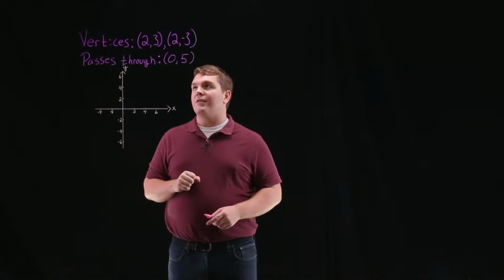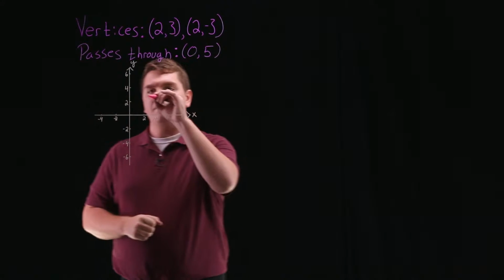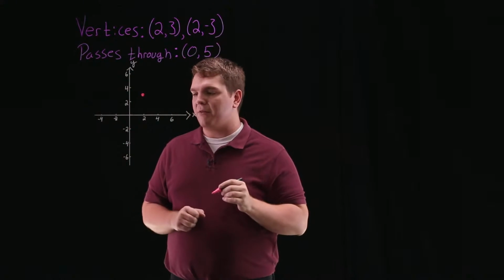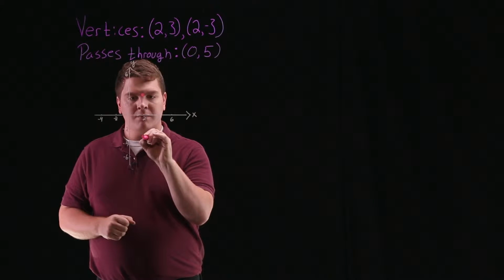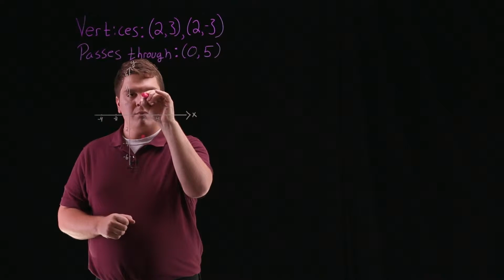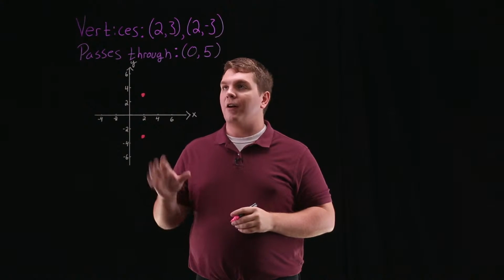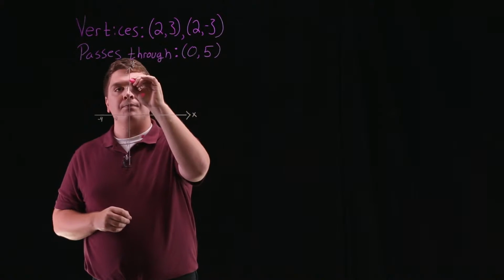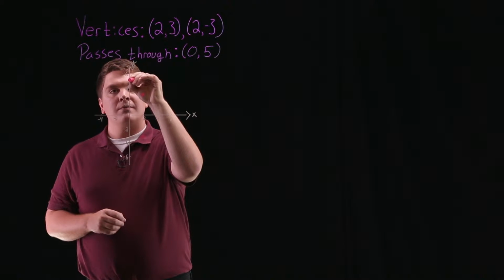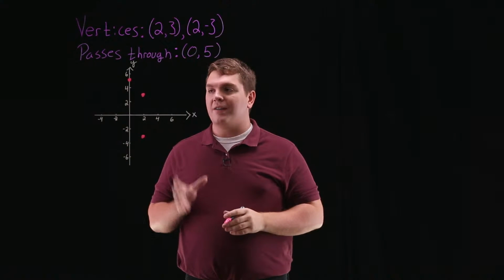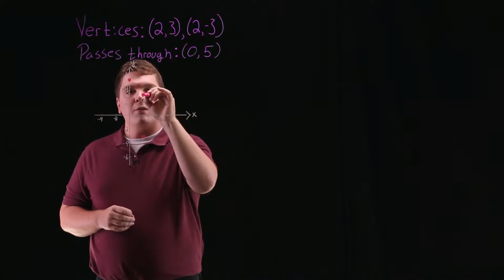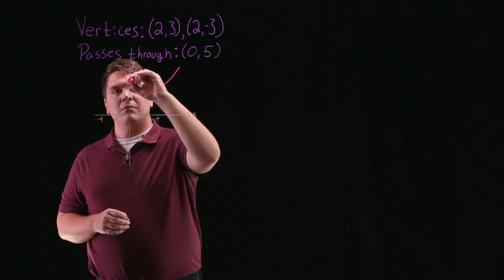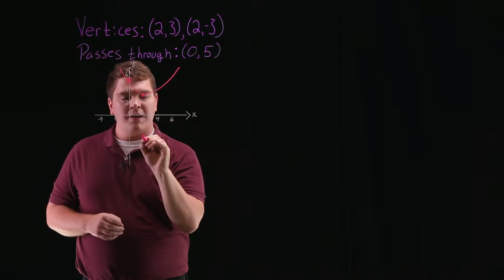So let's go ahead and plot our vertices at the point (2, 3) and (2, -3). Now we also know that our hyperbola is going to pass through the point (0, 5), so let's put that point up here also. So now if I were to try to sketch the graph of our hyperbola, I know that it would look something like this. And similar down here.